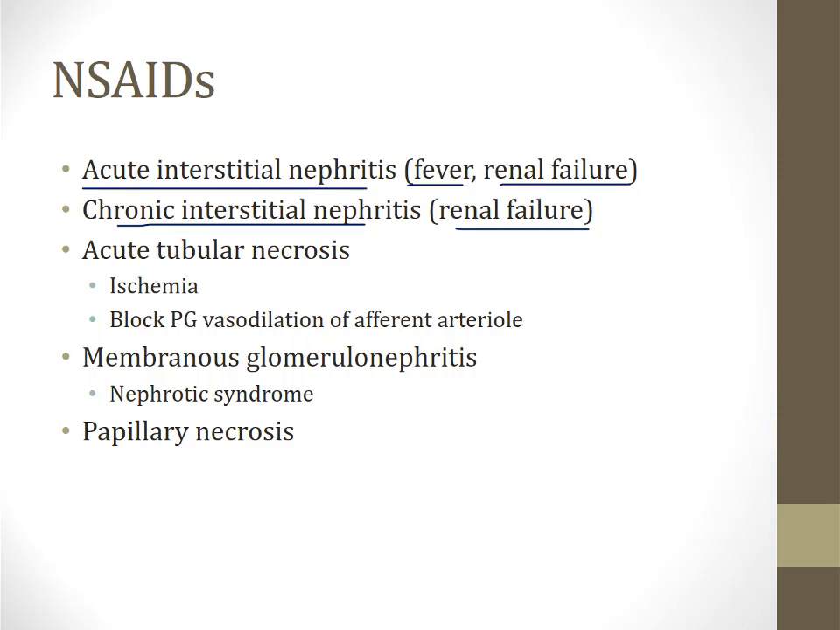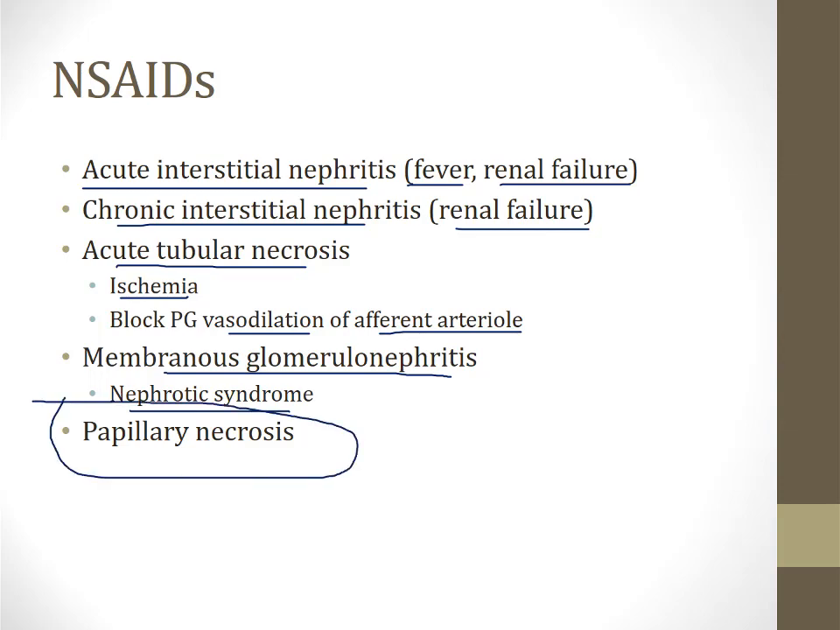NSAIDs can also potentially cause acute tubular necrosis. This is because they can lead to ischemia. NSAIDs block prostaglandin-induced vasodilation of the afferent arterioles, and this can lead to ischemia. NSAIDs are also associated with membranous glomerulonephritis. This is a cause of the nephrotic syndrome, which I talk about in another video. And then finally, NSAIDs are associated with papillary necrosis, so let's talk about that now.